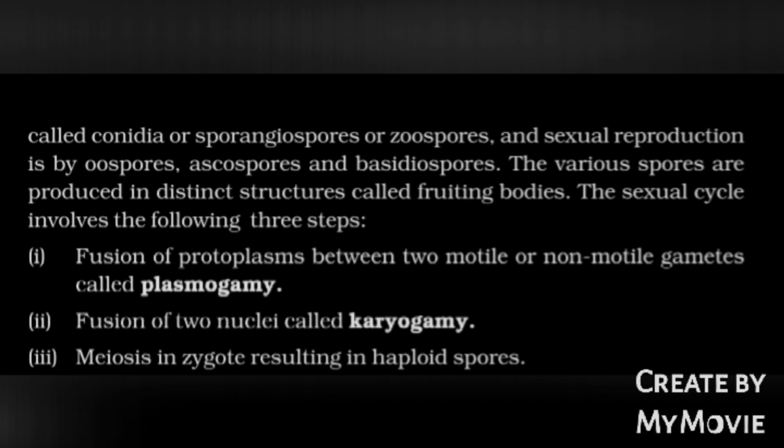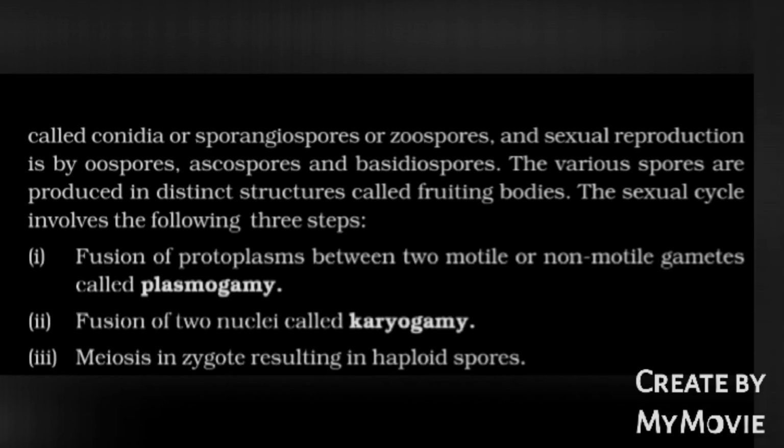The sexual cycle involves the following three steps. 1. Fusion of protoplasm between two motile or non-motile gametes, called plasmogamy. 2. Fusion of two nuclei, called karyogamy. 3. Meiosis in zygote resulting in haploid spores.